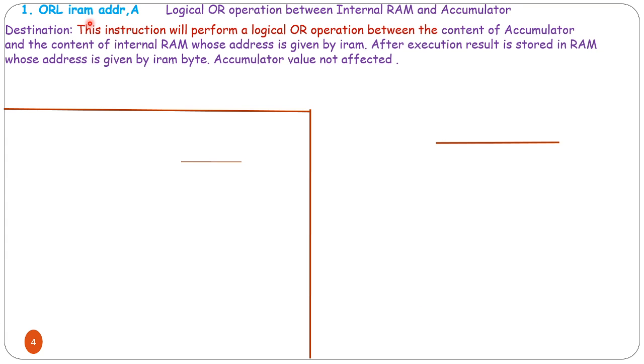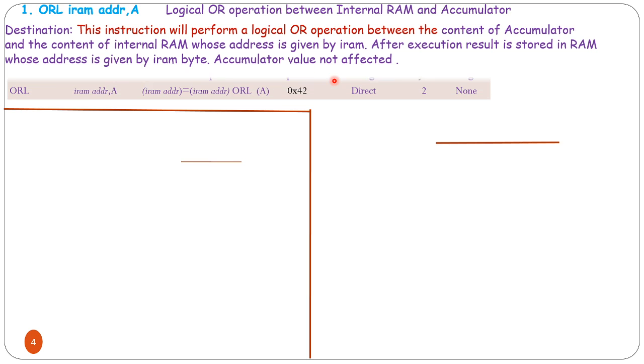First instruction, ORL internal RAM address, A: logical OR operation between internal RAM and the accumulator. Description: this instruction will perform a logical OR operation between the content of the accumulator and the content of internal RAM whose address is given by the internal RAM byte address. After execution, the result is stored in the RAM whose address is given by the internal RAM address byte. The accumulator value is not affected after execution.